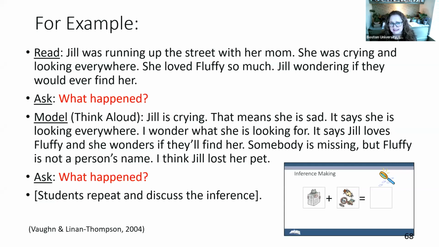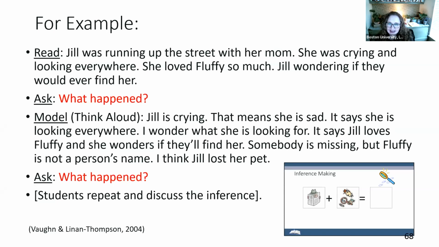There's tons of inferencing here. Who's Fluffy? Why was Jill running? Why was she crying? So I'm questioning. I'm going to pause and ask students just to look at that excerpt of text, and we're going to discuss what happened. We can apply the text. Look at my bottom slide there with the graphics. Apply the text. Jill was running up the street with her mom.